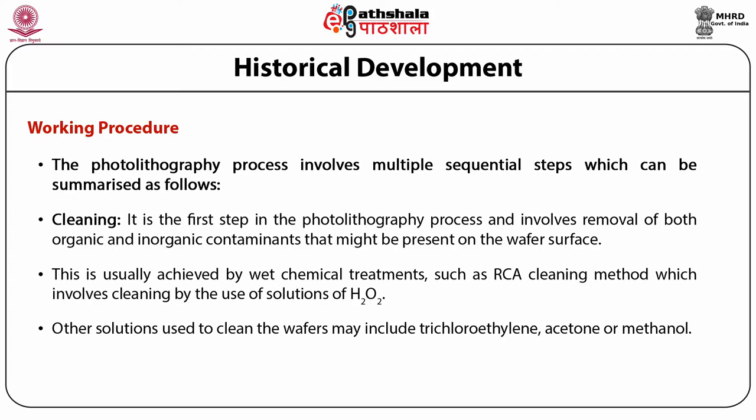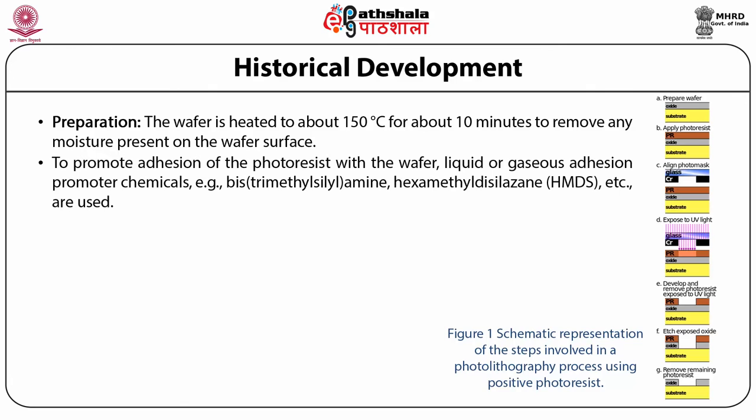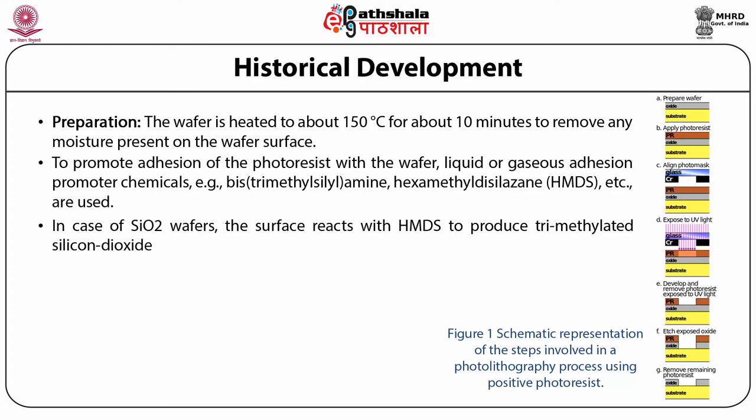Second, preparation. The wafer is heated to about 150 degrees Celsius for about 10 minutes to remove any moisture present on the wafer surface. Previously cleaned and stored wafers must be cleaned before use. To promote adhesion of the photoresist with the wafer, liquid or gaseous adhesion promoter chemicals, for example bis(trimethylsilyl)amine, hexamethyldisilazane, HMDS, etc. are used. In case of silicon dioxide wafers, the surface reacts with HMDS to produce trimethylated silicon dioxide.